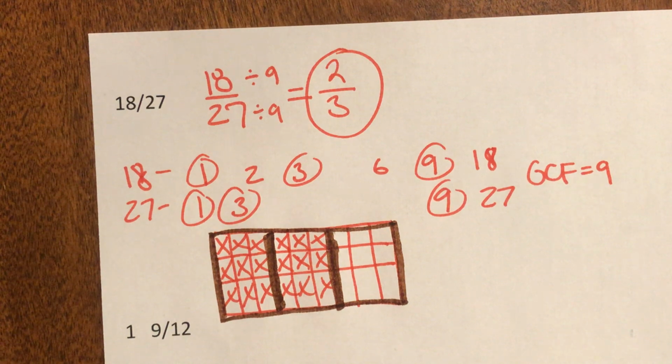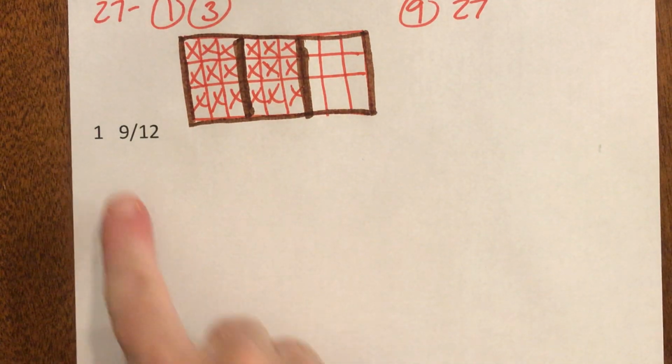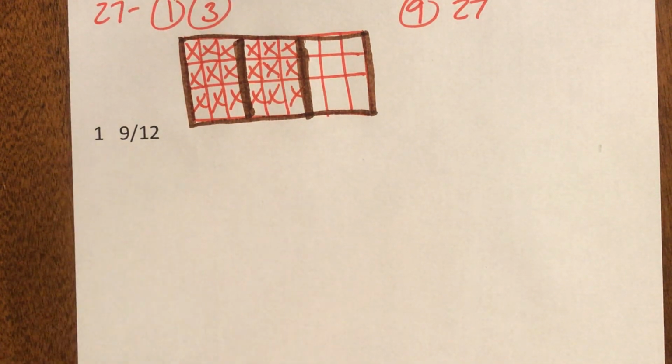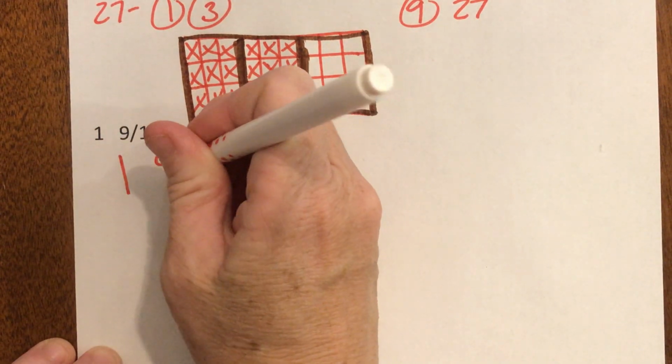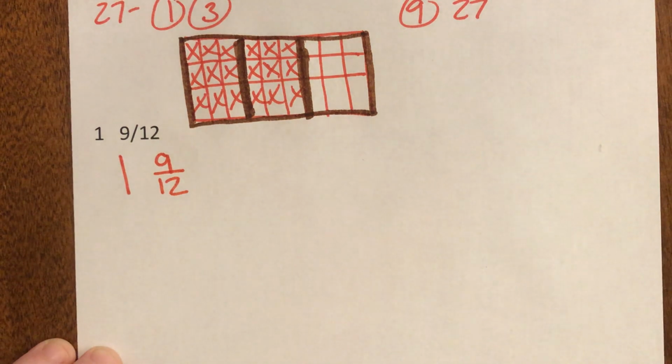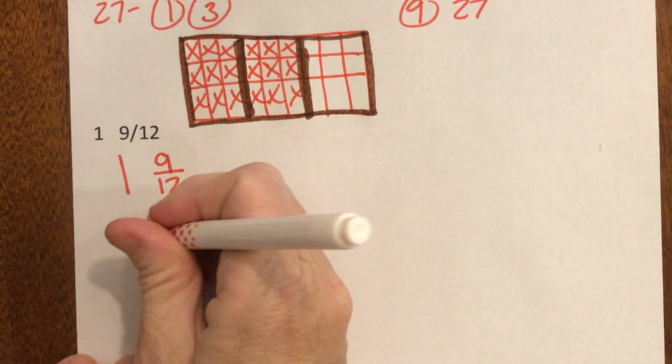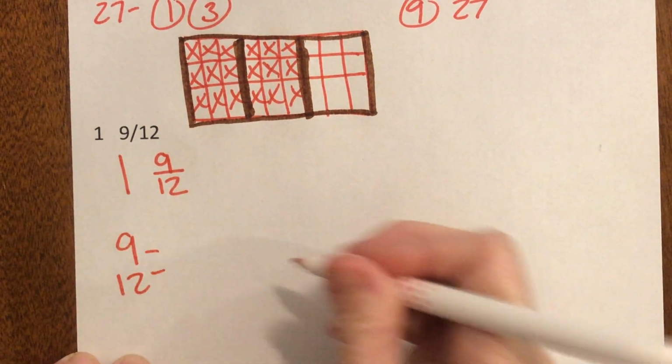Okay, let's see one more. Okay, this one looks a little different because now there's a whole number. Again, I don't like when they're written this way, so what this really says is 1 and 9/12. So I'm going to do exactly the same thing. I'm going to find the GCF of the numerator and the denominator. So let's come down here and find it.